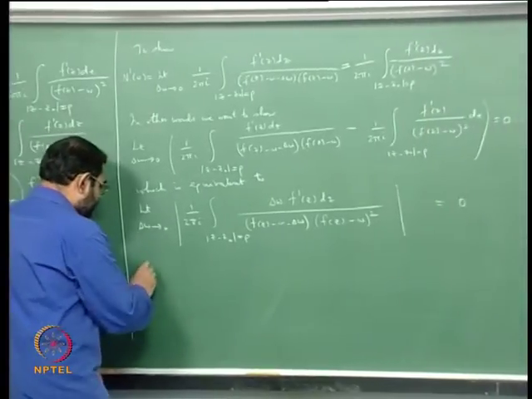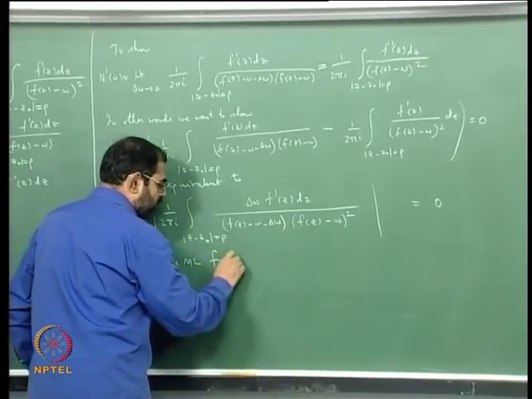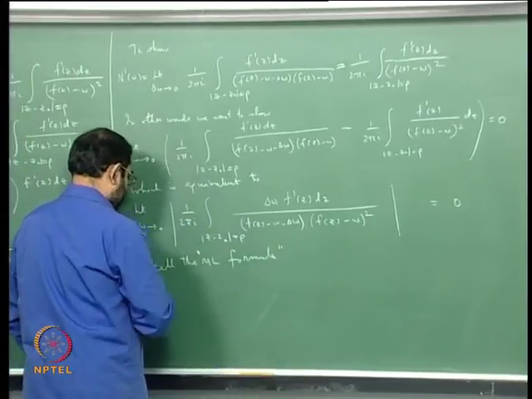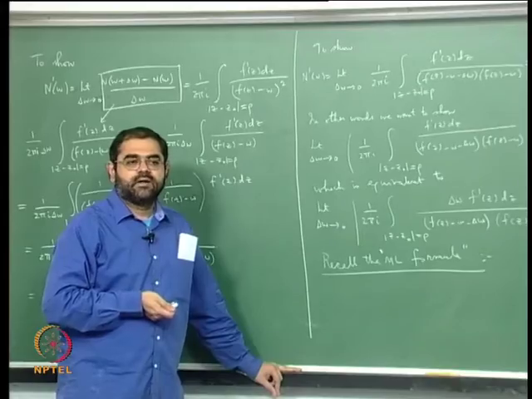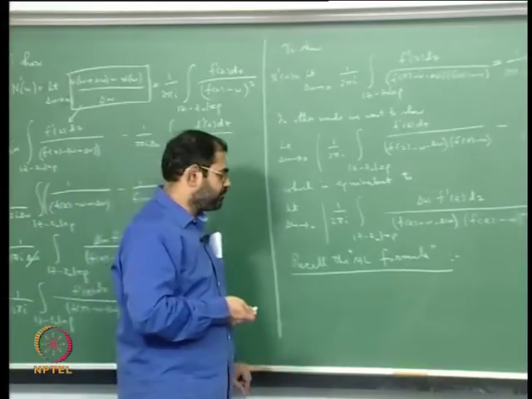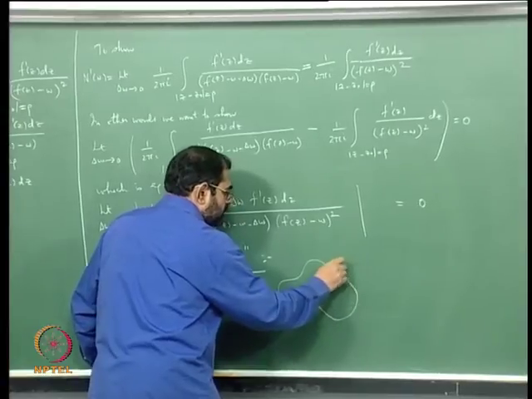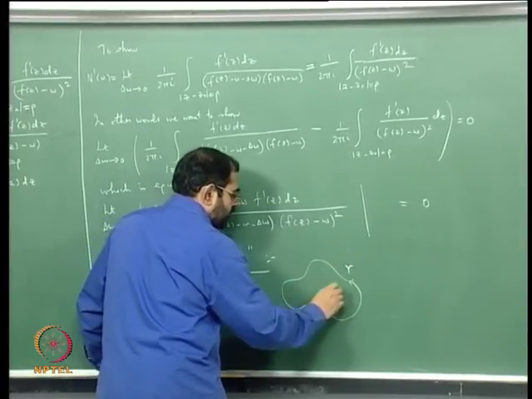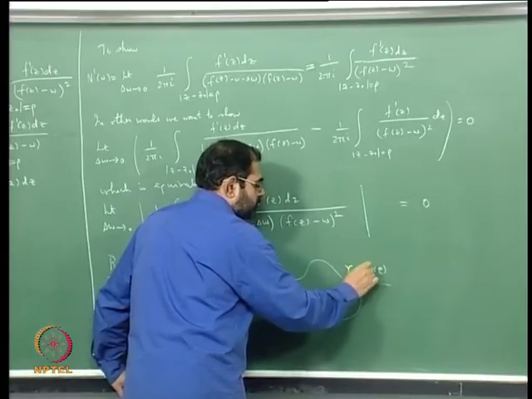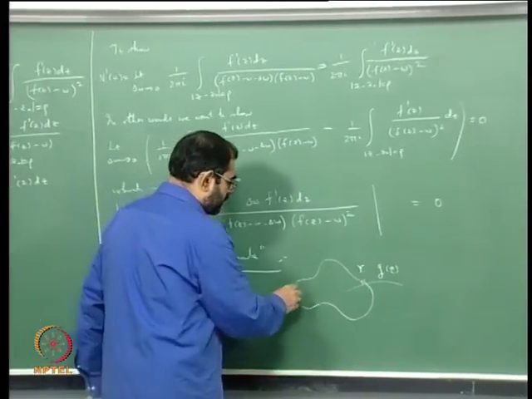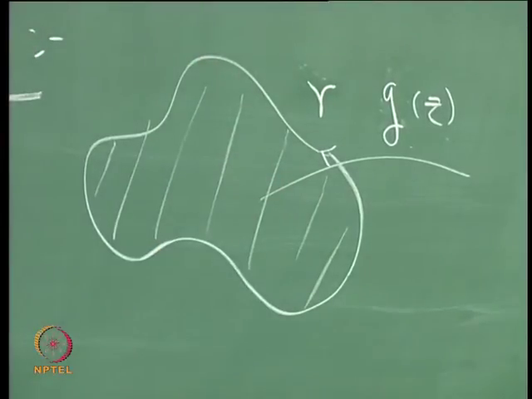So you recall the ML formula, which you also remember as the modulus of the integral is lesser than the integral of the modulus, okay. What is that formula? See, if you have a simple closed curve gamma, and you have a function f of z, or let me even write it as g of z, which is defined and analytic on the region enclosed by the simple closed curve and the boundary, okay.